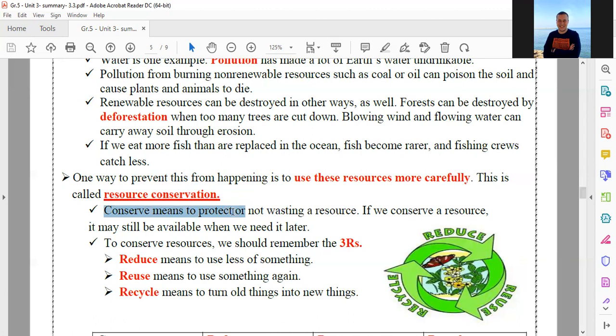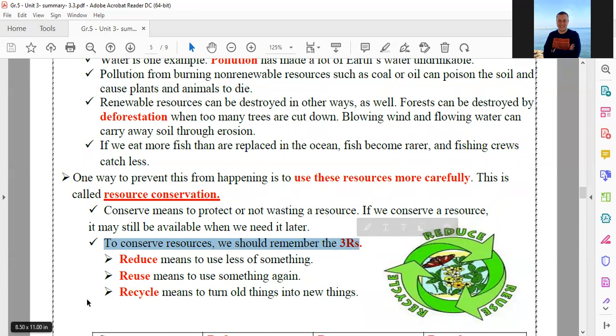Conserve means to protect or not waste a resource. Do not waste it. Use it wisely, okay? If we conserve a resource, it may still be available when we need it later. Yes, if we save some of these resources and use them wisely, then in the future we will find them available. Okay. To conserve resources, to protect and not waste them, you should remember the 3 R's.